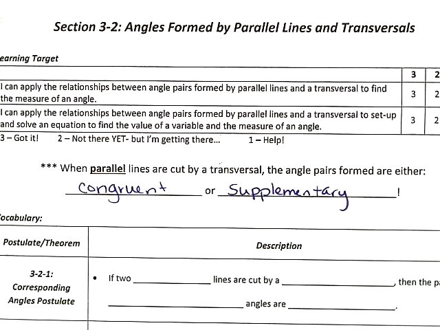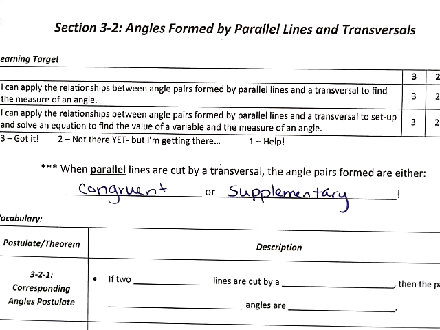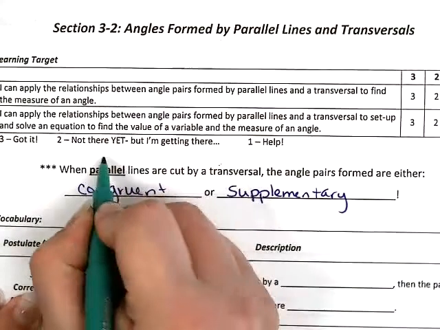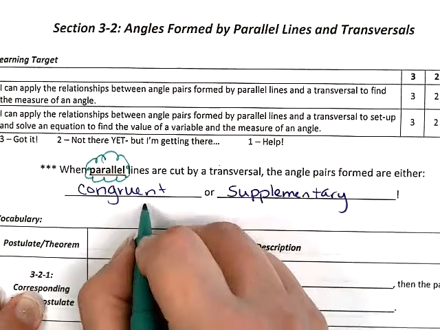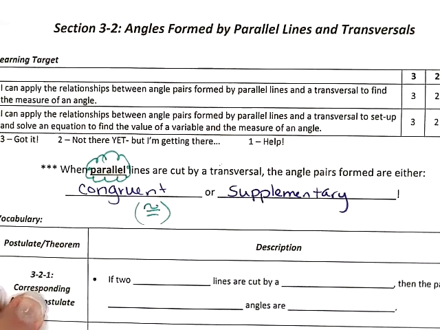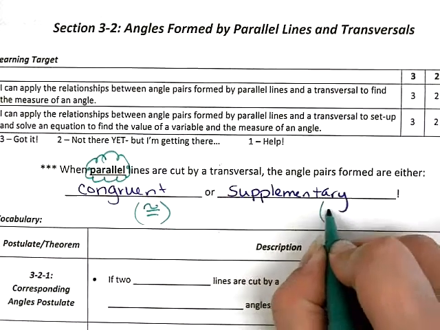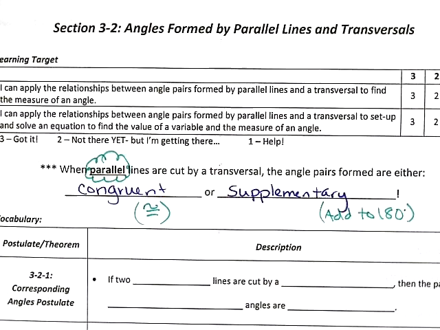So when we take a transversal and we intersect two lines and we make those 8 angles, and we have all those pairs that we talked about in section 3.1, those pairs are either going to be congruent or supplementary, but it only happens when the lines that are cut by the transversal are actually parallel. All right, and remember congruent, that's our symbol for congruent, and it means that they're the same, and supplementary means that they add to 180. All right, so this is going to be a big deal.